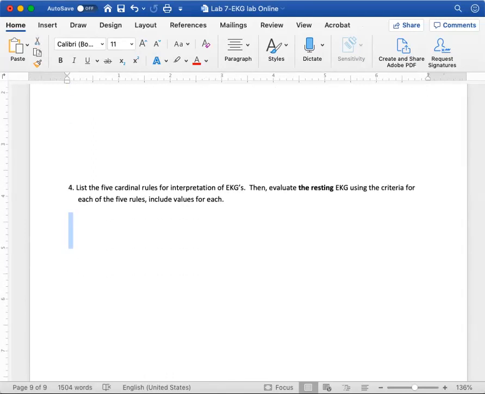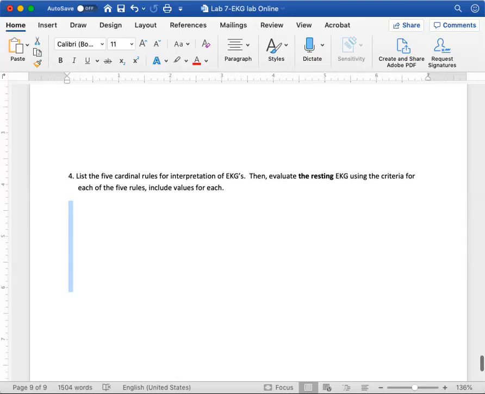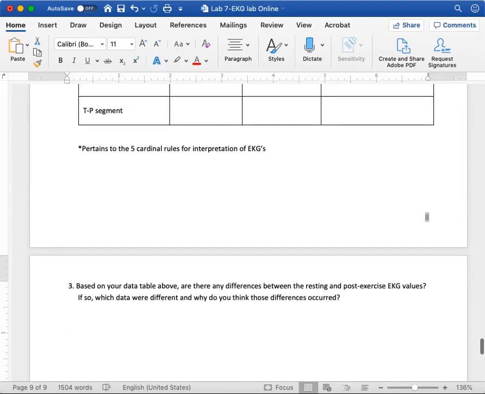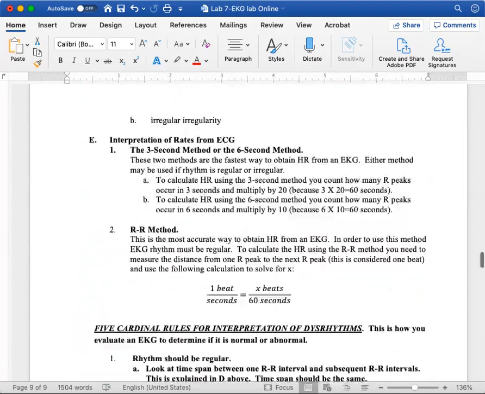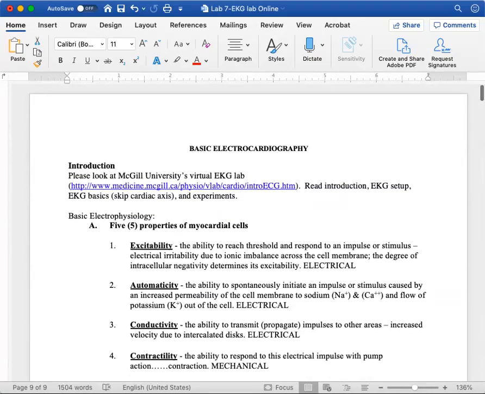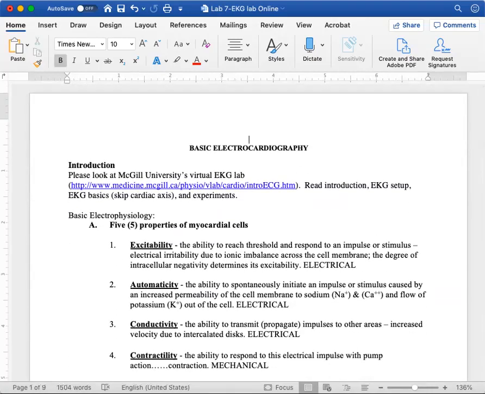And then for number 4, I want you to list the 5 rules for interpreting EKGs and then evaluate the resting one and give me the values. If you have any questions, let me know. We'll be covering this for lecture as well. So once we get to this for lecture, that should help.